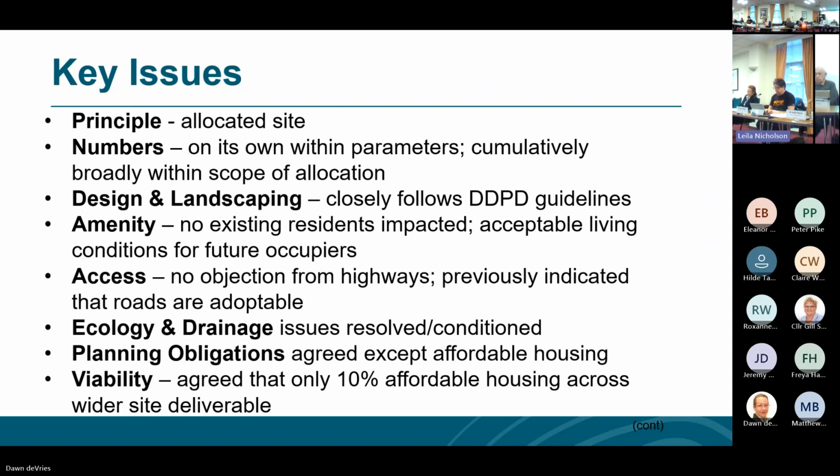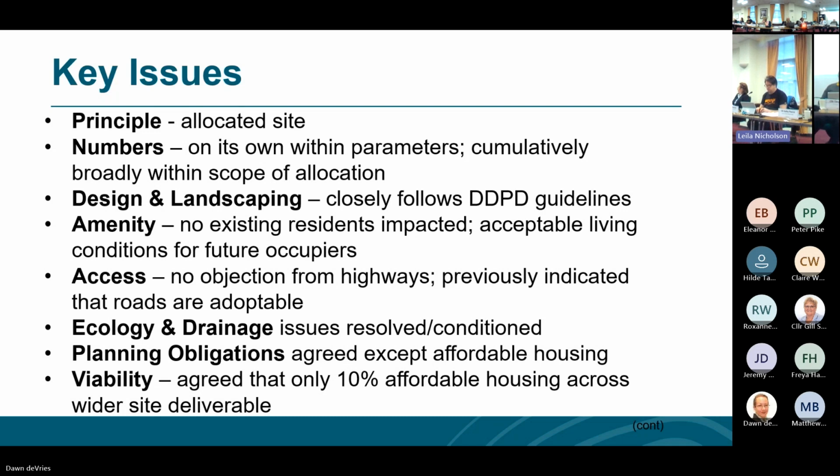Planning obligations, we are in exactly the same place as we were with the book club site, in that the viability exercise has been conducted across both sites together. Again, all other planning obligations that have been requested have been agreed. So it comes down to what the wider site can deliver in terms of affordable housing, and across the wider site, as we looked at on the previous application, that is 10%. All of those would be provided on the book club site.